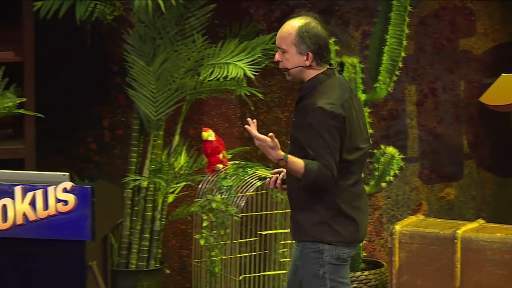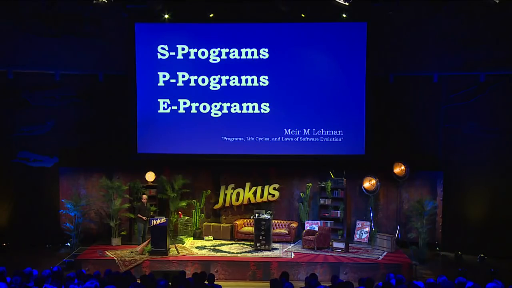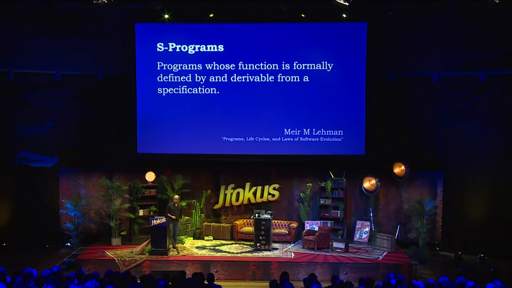But going back to 1980, Meyer Lehman introduced a really interesting scheme of classification for systems and programs. I kind of rediscovered it a couple of years ago, and found it incredibly useful for reasoning. S programs, P programs, and E programs. S programs: programs whose function is formally defined by and derivable from a specification. Pretty much anything that is easily unit testable falls into this category. The idea that, oh, I can specify it, and once you've been told the specification, it's fairly easy to organize objects and functions to do the right thing. Business logic, yep, that looks like this.